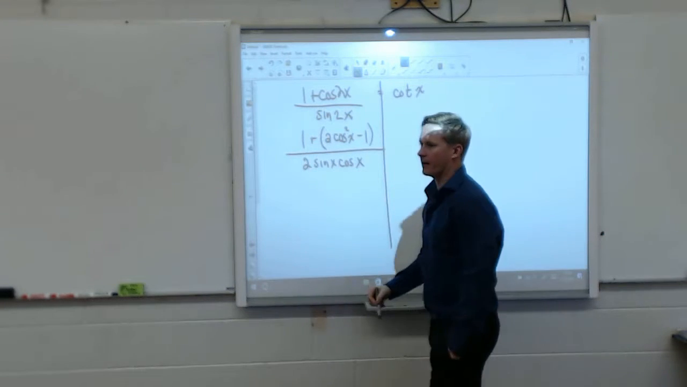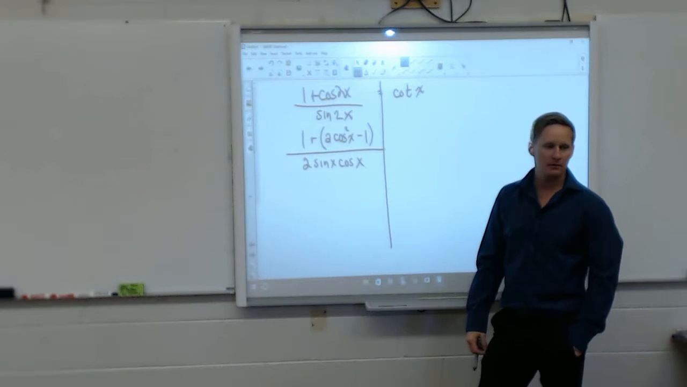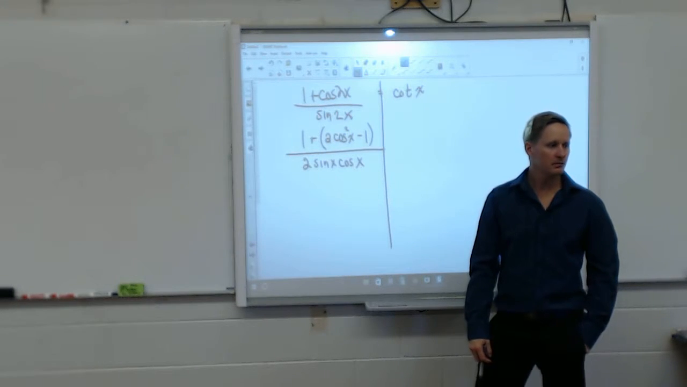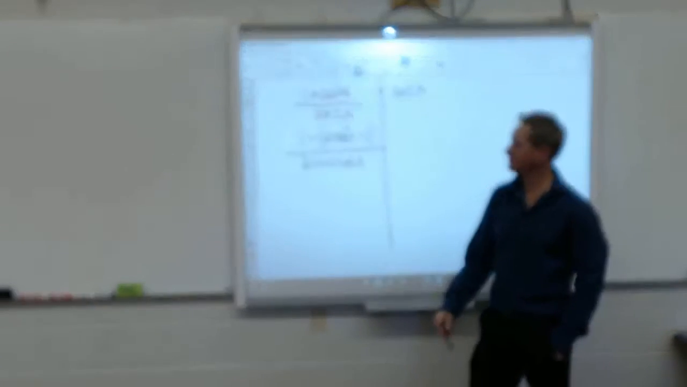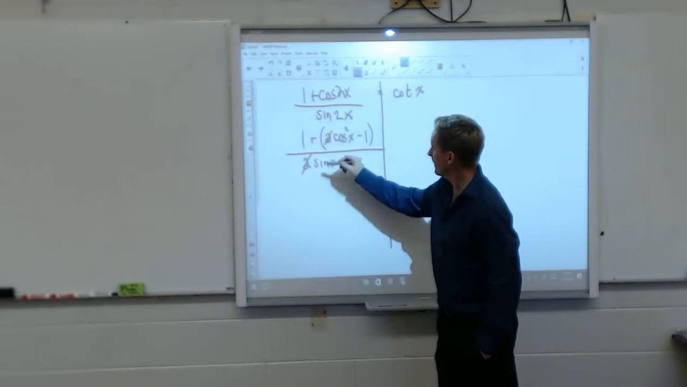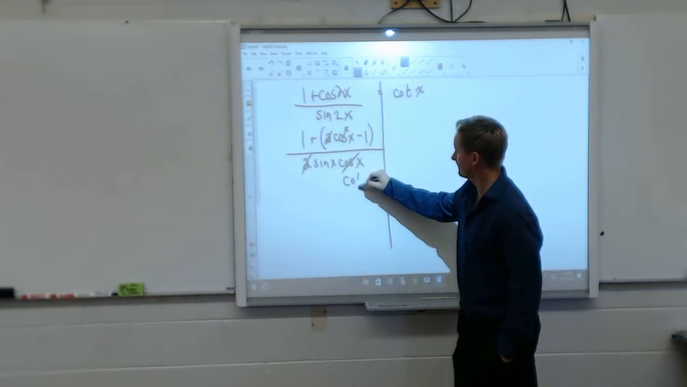So I like this one better, because that 1 subtract that 1 is 0. Cancels. So what am I left with? 2 cos squared x over this. Cancels. Cancels. What do I have?